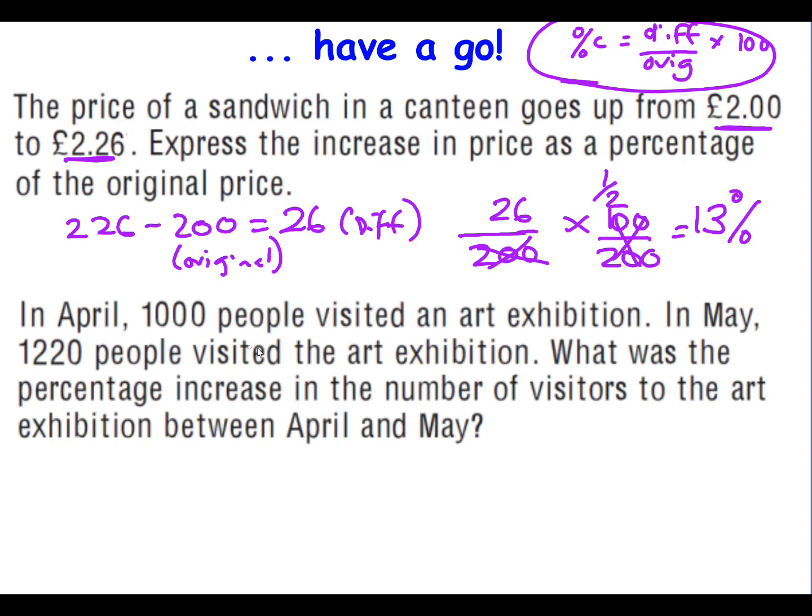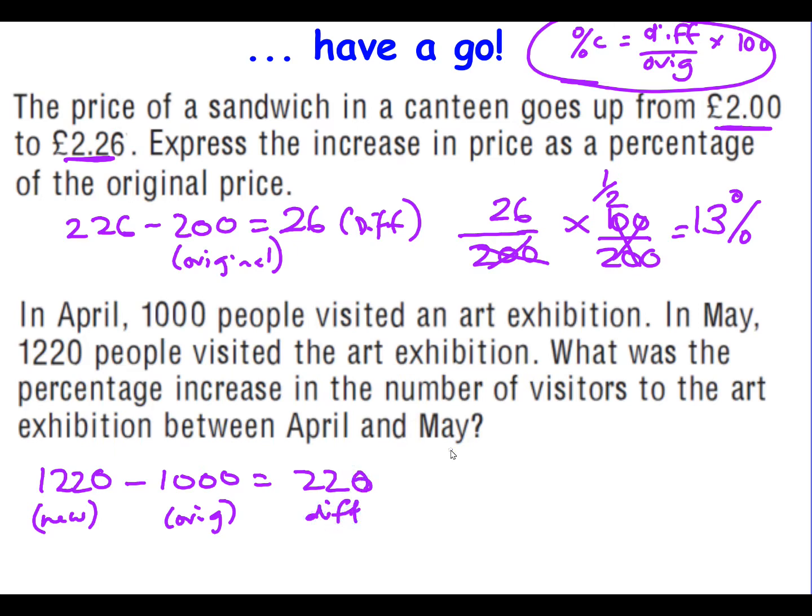In April, 1,000 people visited an art exhibition. In May, 1,220 people visited the same art exhibition. What was the percentage increase in the number of visitors to the art exhibition between April and May? So we've got our new amount of 1220, and we're going to take away our original amount of 1,000. So we have 220 as our difference.